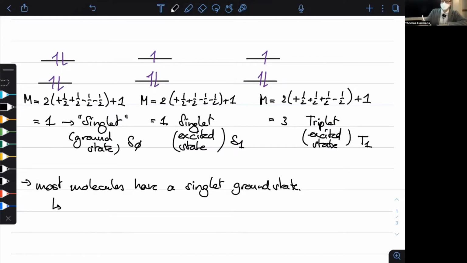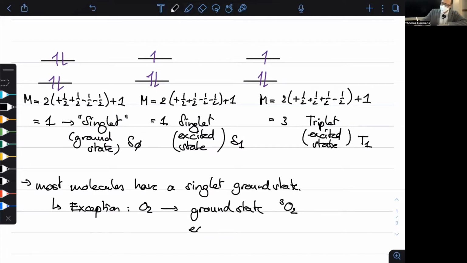Of course, there are exceptions. Always, when I say always or most of the time, there's usually an exception. The exception here is oxygen, for example. So oxygen, the ground state, is a triplet. You write it like this, triplet oxygen.